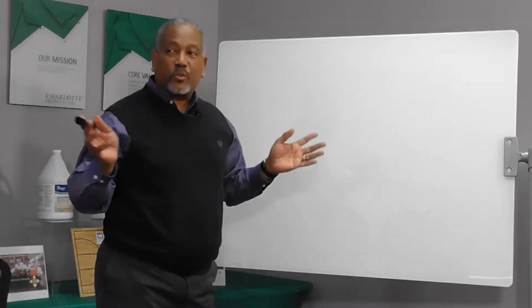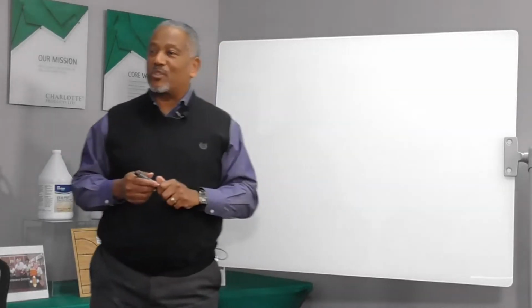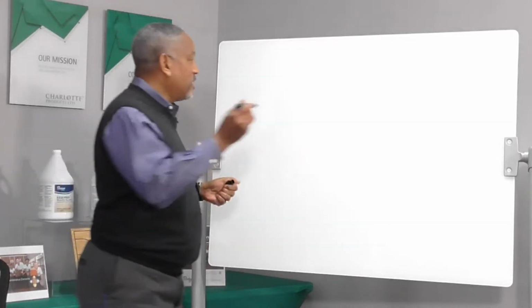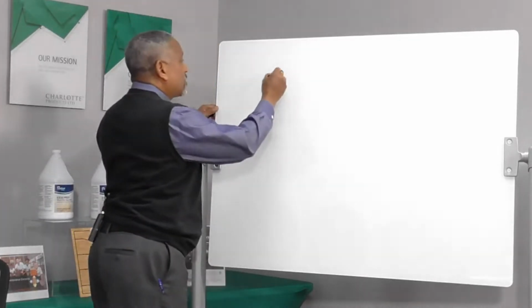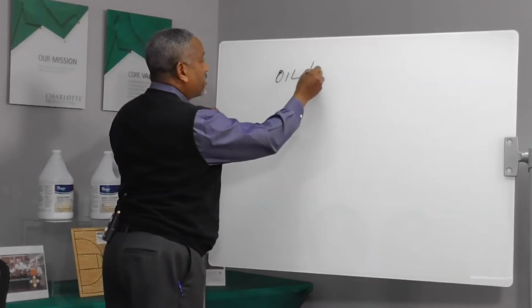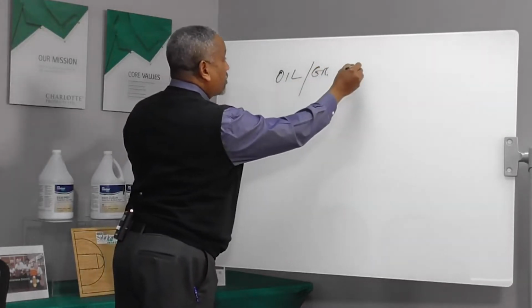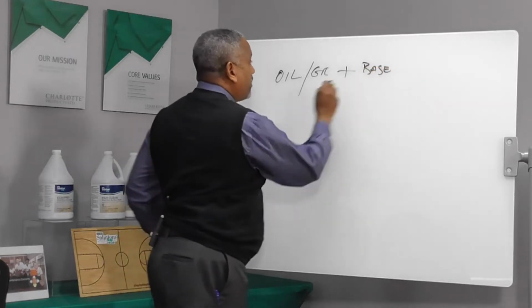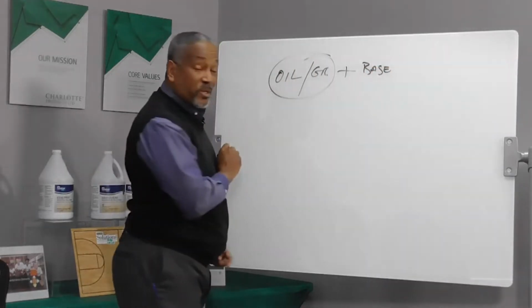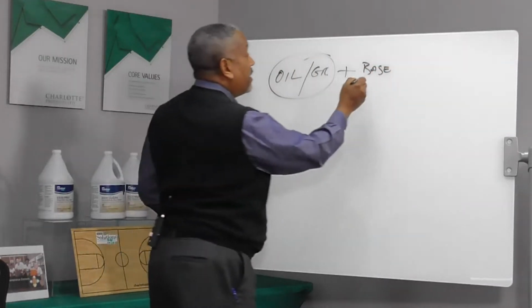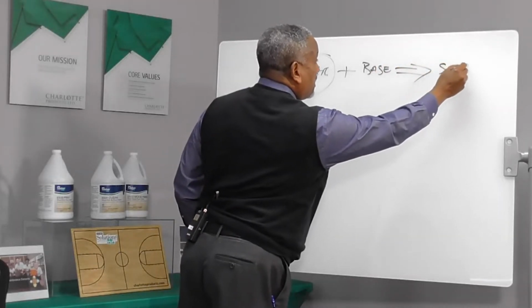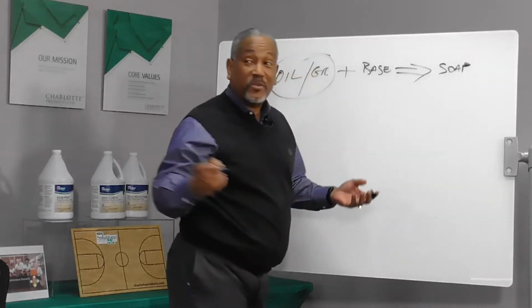Well, let's start first with soap. Remember last time we talked about soap and that fancy word called saponification. Basically, it's oils or grease plus an alkali or base. Because this is insoluble in water, it then goes to soap, which, as we all know, is very soluble in water.